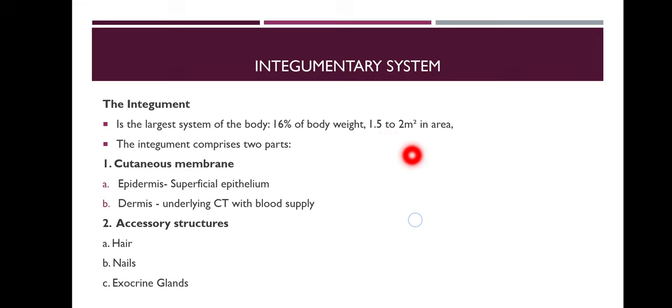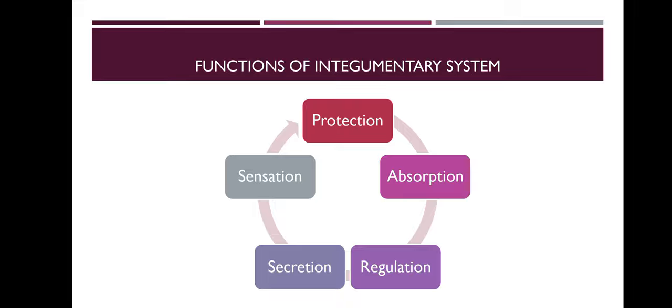The integument, or the skin, is the largest system of the body, with 60% of body weight being our skin, and 1.5 to 2 square meters in area. The integument comprises two parts, the cutaneous membrane and the accessory structures. The cutaneous membrane includes the epidermis and the dermis layer, whereas the accessory structures include hair, nails and the exocrine glands.